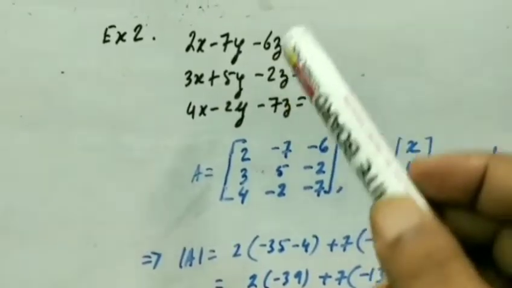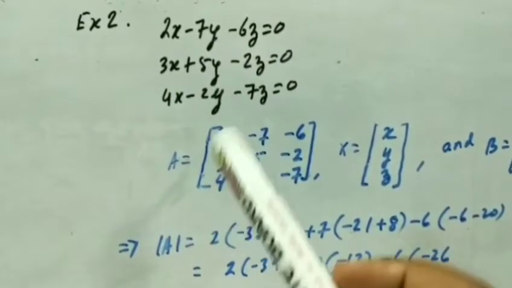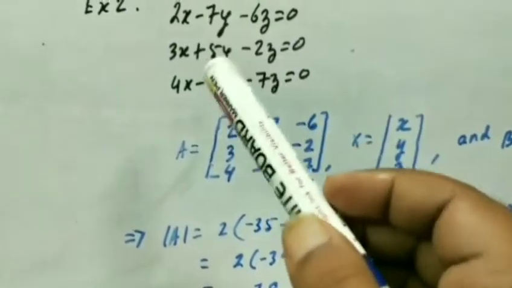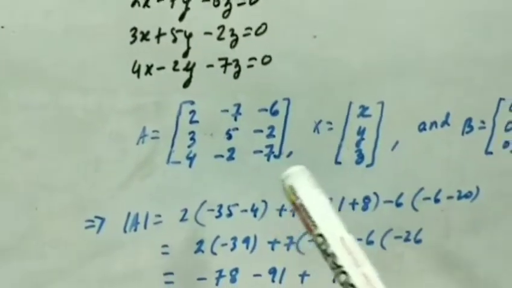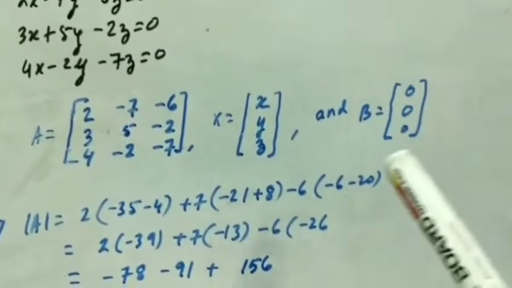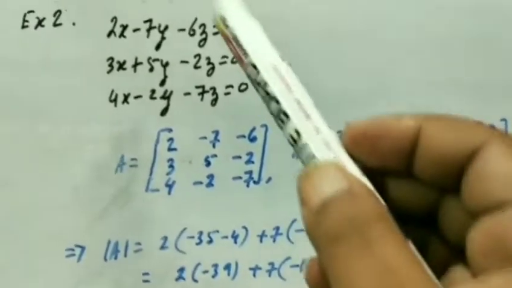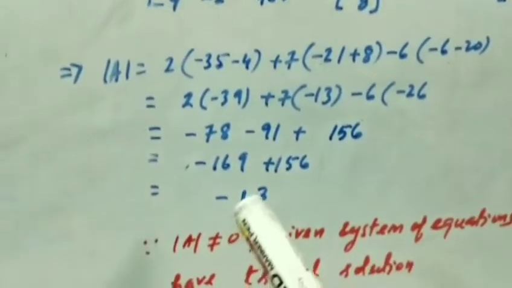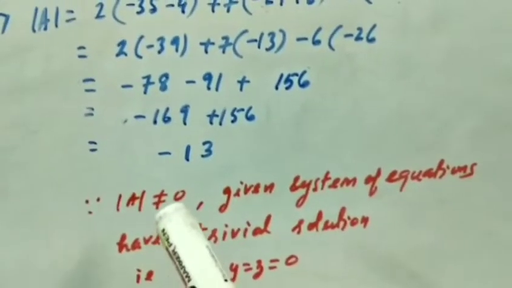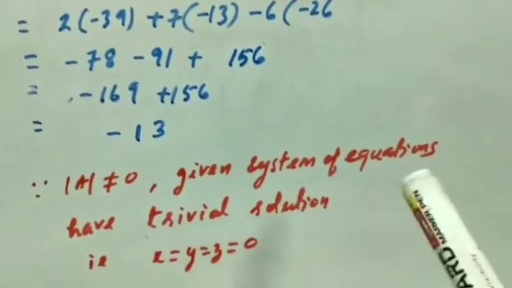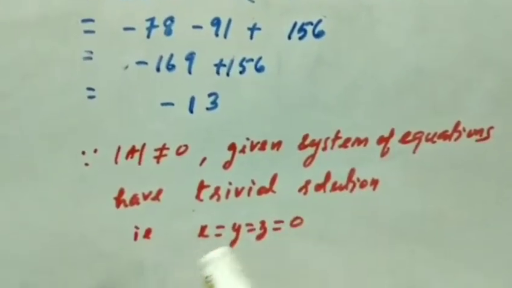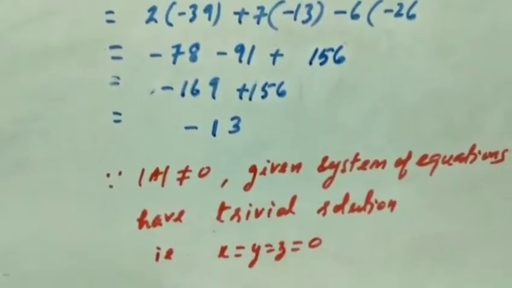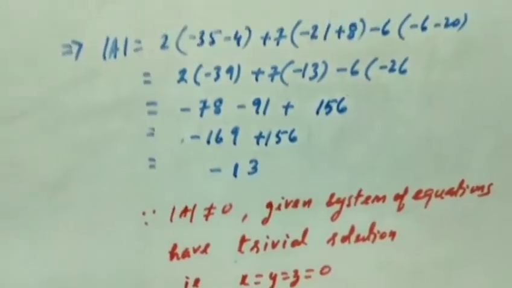I'll take another example. Again, homogeneous equations in three variables. The coefficient matrix has 2, 3, 4 as coefficients of x, then coefficients of y and coefficients of z. It's a variable matrix and a null matrix, because of which it is homogeneous. So the determinant of A is minus 13, which is not equal to 0. Therefore, the given system of equations has a trivial solution, that is x, y and z are all 0. It's called the trivial solution. This is the second example.